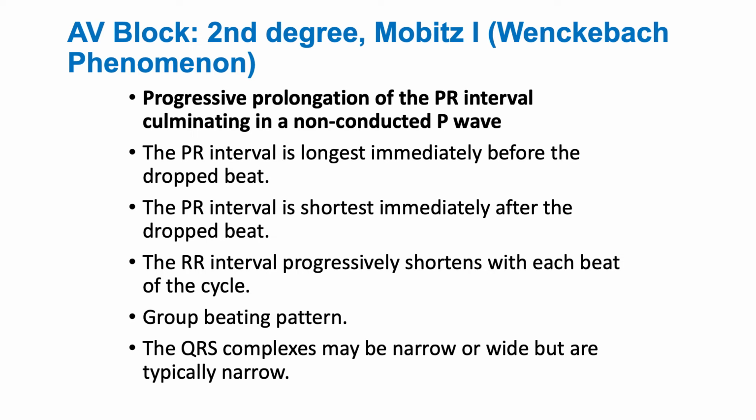AV block, that is second degree, Mobitz type 1, we call it sometimes Wenckebach phenomenon. Progressive prolongation of the PR interval culminating in a non-conducted P wave. The PR interval is longest immediately before the dropped beat. The PR interval is shortest immediately after the dropped beat. The PR interval progressively shortens with each beat of the cycle. The RR interval progressively shortens. Group beating pattern. The QRS complexes may be narrow or wide, but are typically narrow.